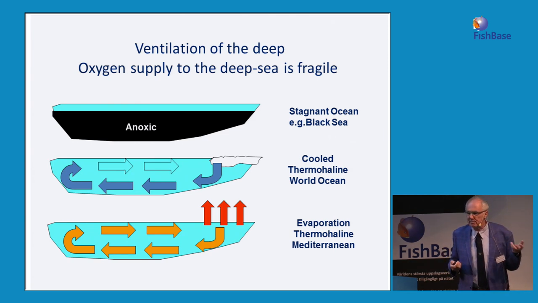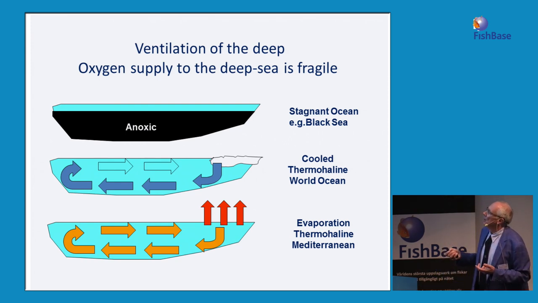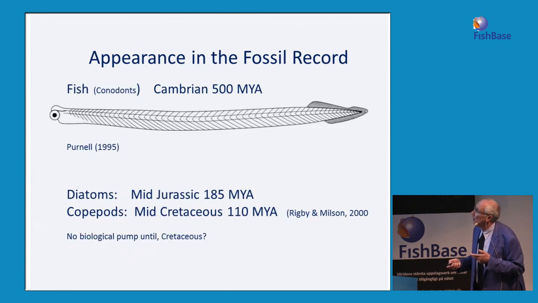And deep sea fishes, for example, in the Pacific Ocean, are breathing oxygen that was put into the surface layers 200 or 300 years previously. So they're breathing old oxygen that's circulating. The alternative way of having a thermohaline circulation is in the Mediterranean Sea, where you heat and evaporate, and then saline water sinks, and you get an oxygenated deep sea that way. So oxygen has to come from the surface.